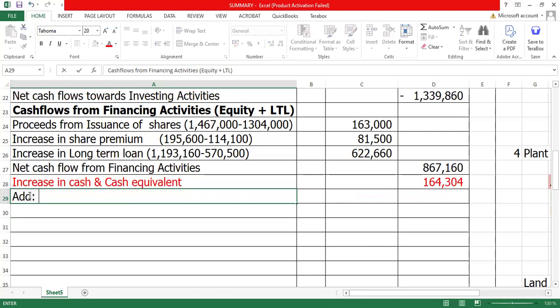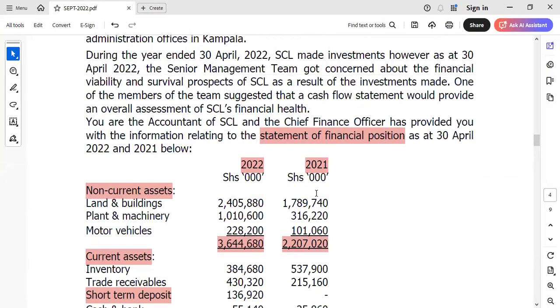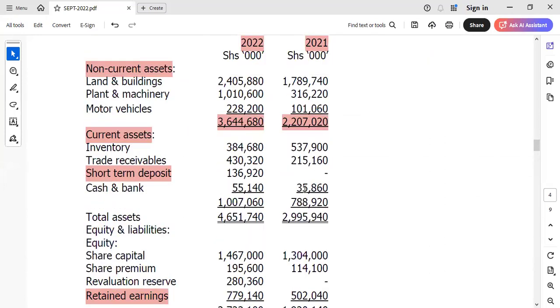Then once you have that, you are going to add what was the opening cash and cash equivalent. What was our opening cash and cash equivalent? How do you get this? You look at the last year. The last year, what was the cash and cash equivalent? Last year, that is 2021. The cash and cash equivalent, that is the cash and the bank, then minus overdraft.